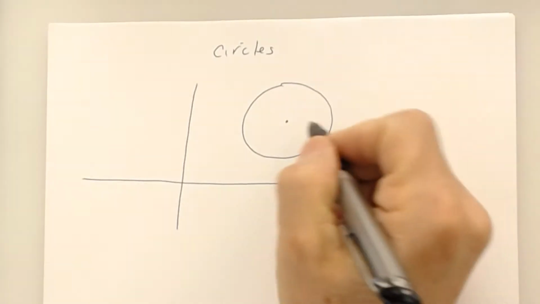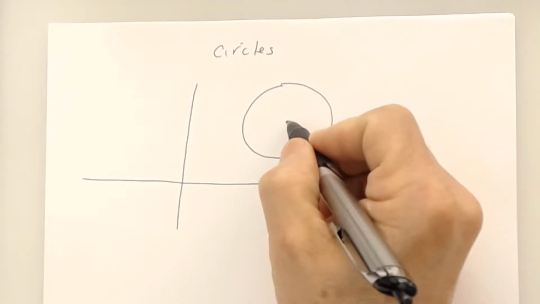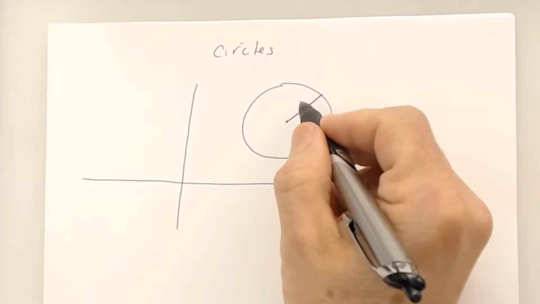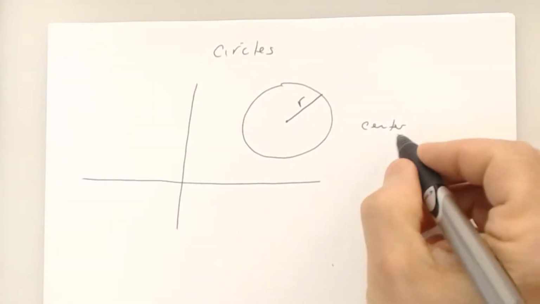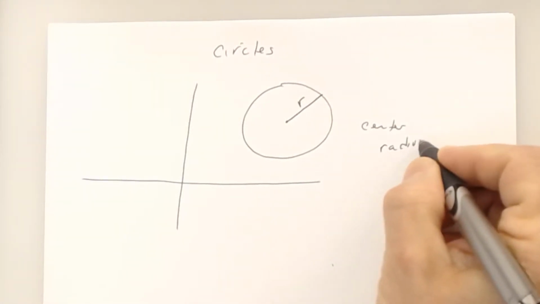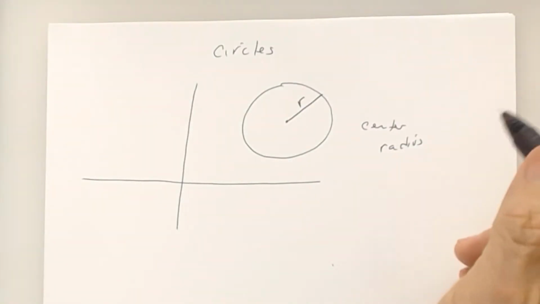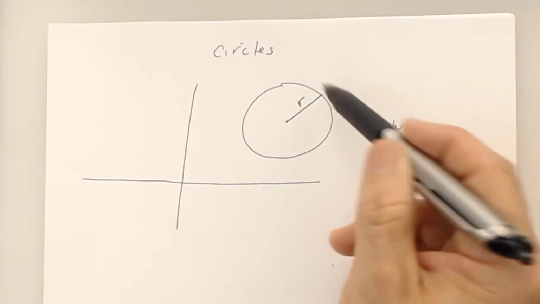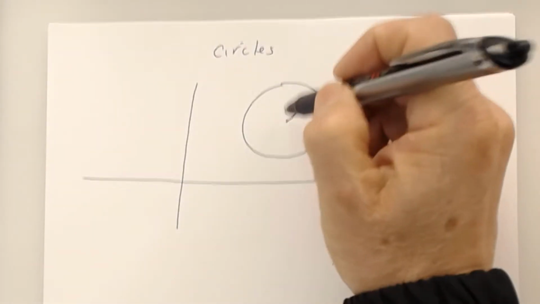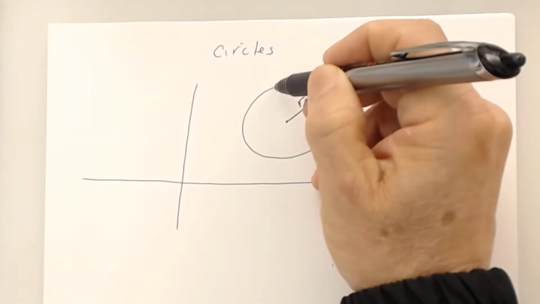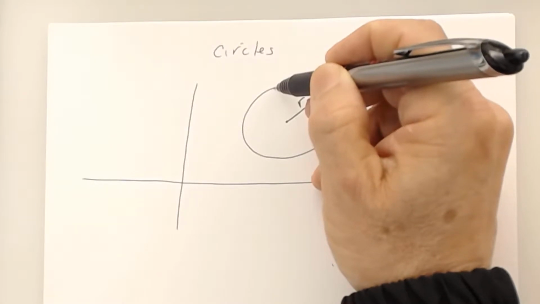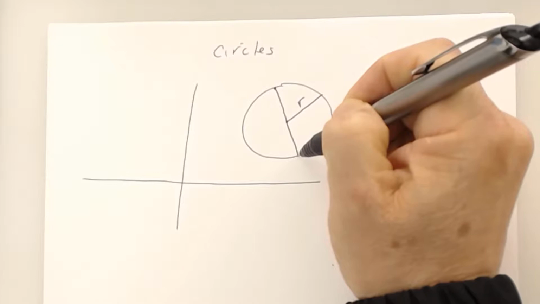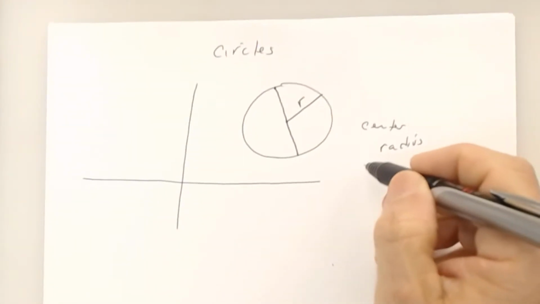Now, the segment that goes from the center to a point on the circle, doesn't matter which one, is called the radius. We'll denote it as R. And notice there, how many radii? An infinite number. And a segment that goes from a point on the circle through the center to the other point on the circle is called the diameter.